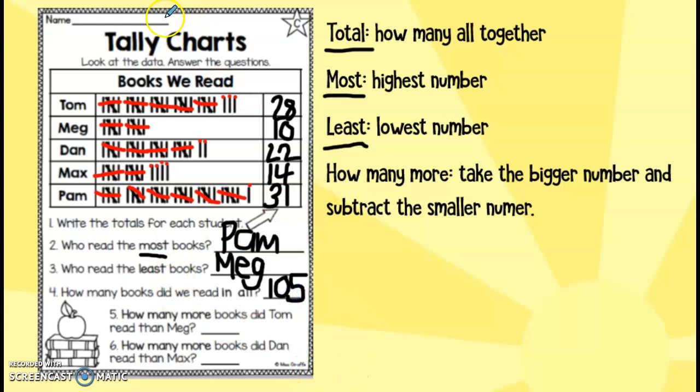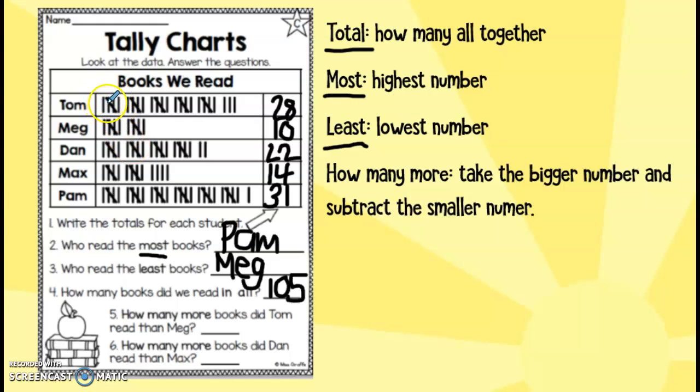Then the next question is asking, how many more books did Tom read than Meg? So now it's asking me, Tom read how many books? How many more is that compared to Meg? One way that I can do that, I'm going to erase here what I've done when I was counting so I can start over. One way that I can do that is, says right here, to figure out how many more, we can take the bigger number and subtract the smaller number.